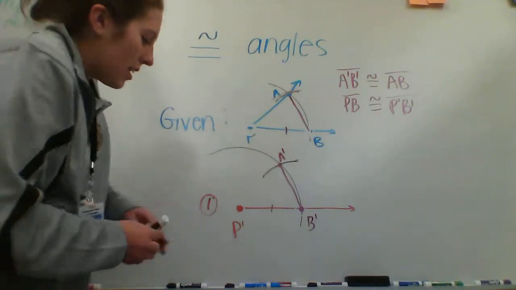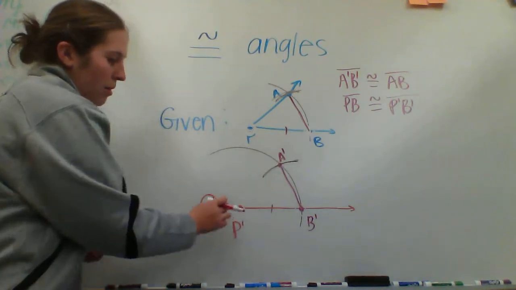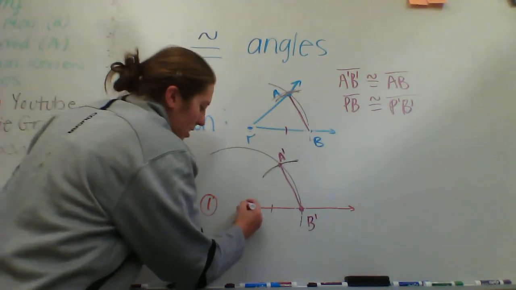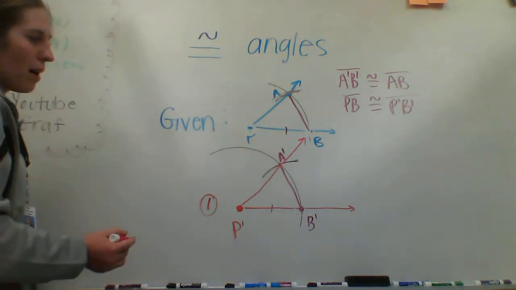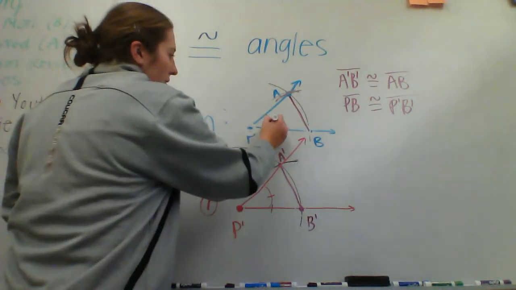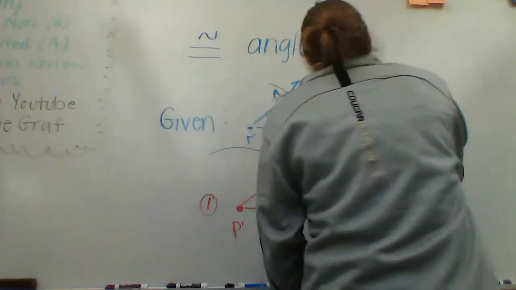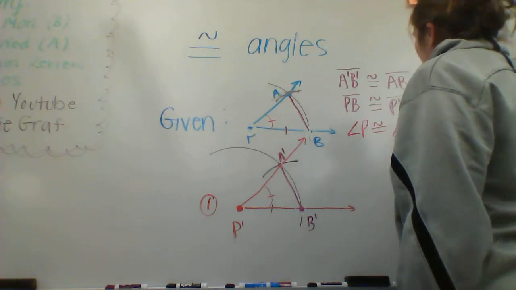So, we've got this, we've got that. Now, we have a point here and a point here. So now we're just going to take our straight edge and draw a ray from P prime through A prime. With that ray being drawn, we now have congruent angles. So we can write angle P is congruent to angle P prime.